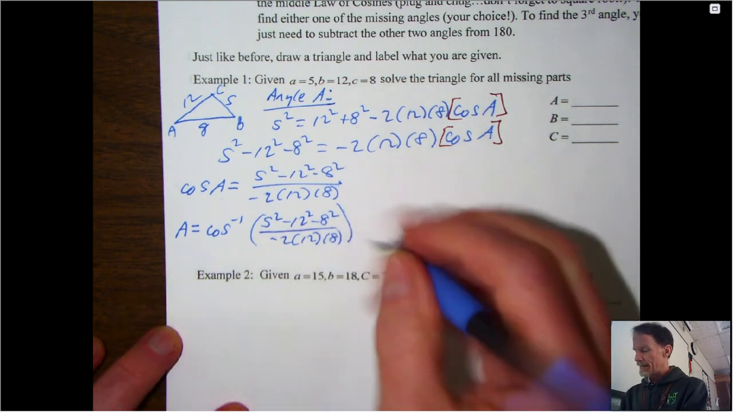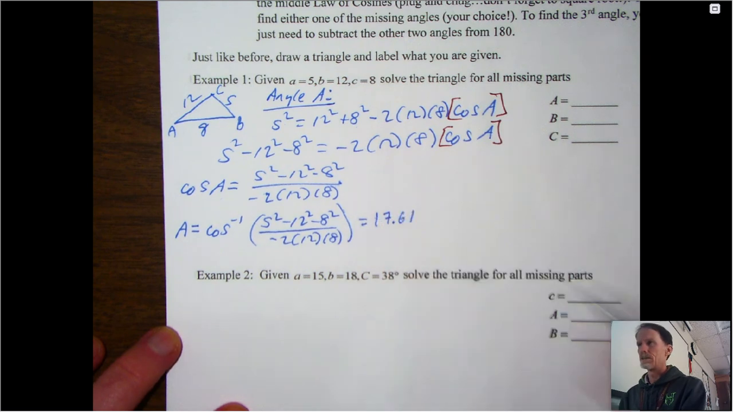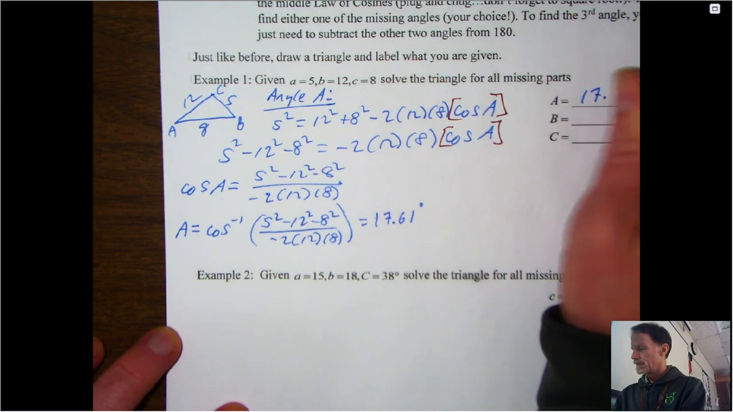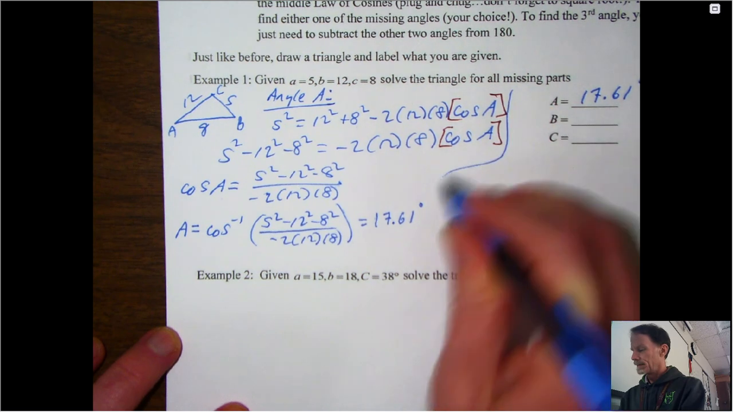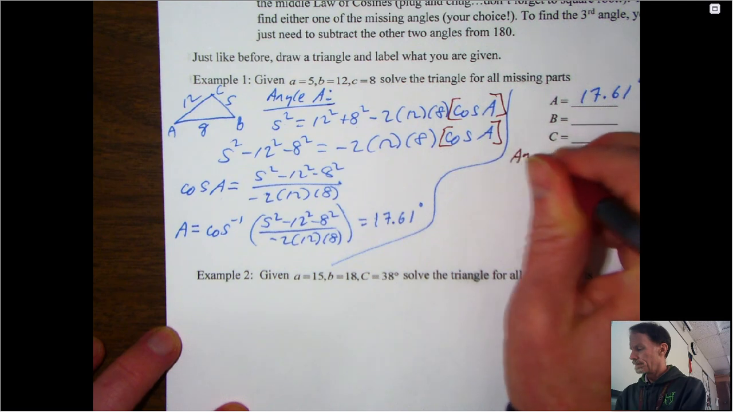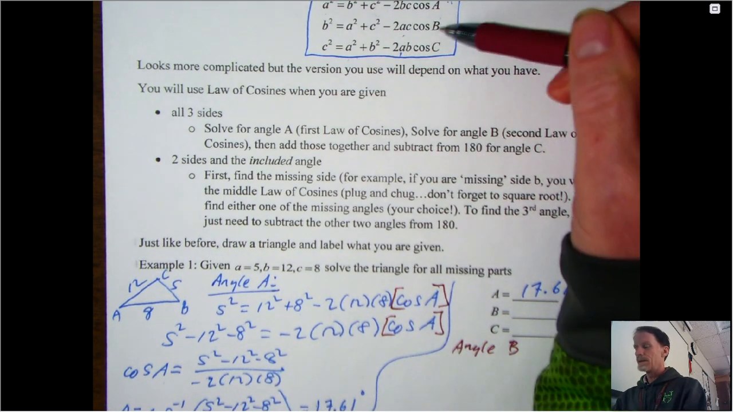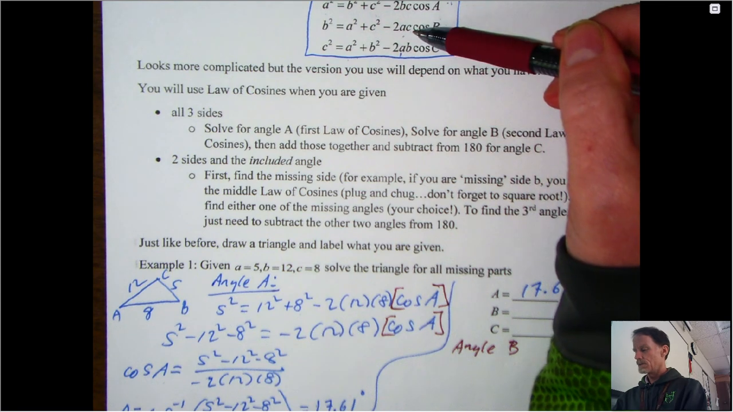Okay, and when you type that in, you should get about 17.61. And I'm going to just round that to the second decimal place. So 17.61 degrees. Okay, now once I have angle A, I just repeat the process to find angle B. So I'm going to do this in a different color just to keep things separated. So now if I'm finding angle B, I use that middle equation because that's the only one that has angle B. So I'm going to plug in all my side values and then do the same thing.